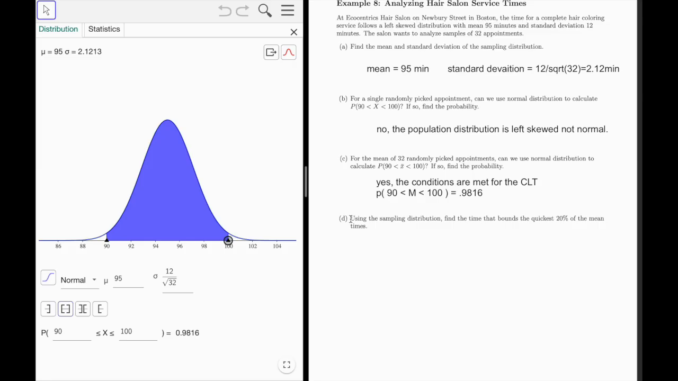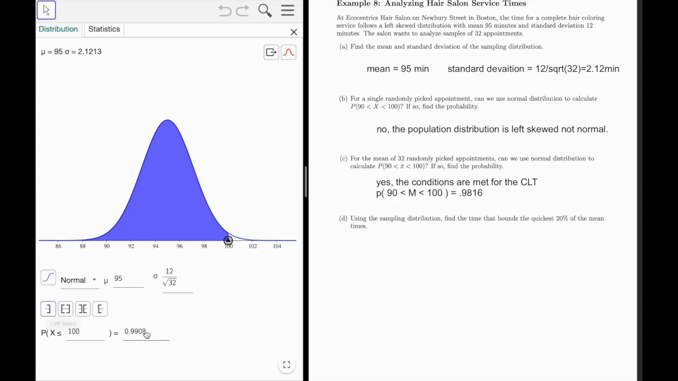For part D, using the sampling distribution, find the time that bounds the quickest 20% of the mean times. The quickest 20% is the time that has the least amount of minutes because it's quickest. So we want to find the quickest 20%. So this is where we're working backwards. Since we're talking about the quickest, which means the smallest amount of minutes, we're going to look at the left bound because that's going to be where the smallest number of minutes are. I'm going to click on my left bracket.